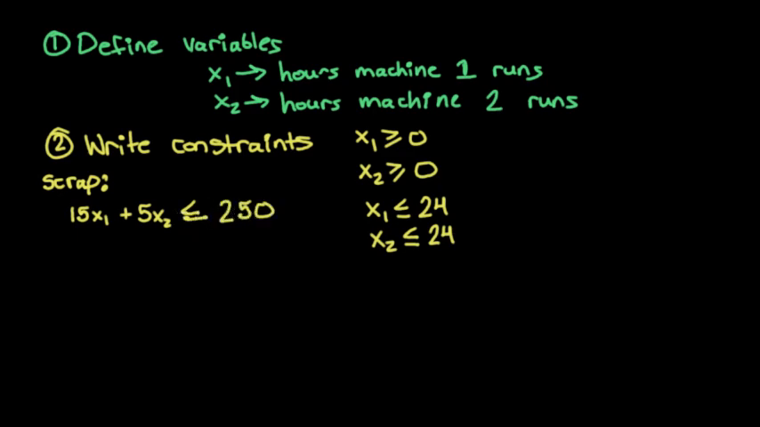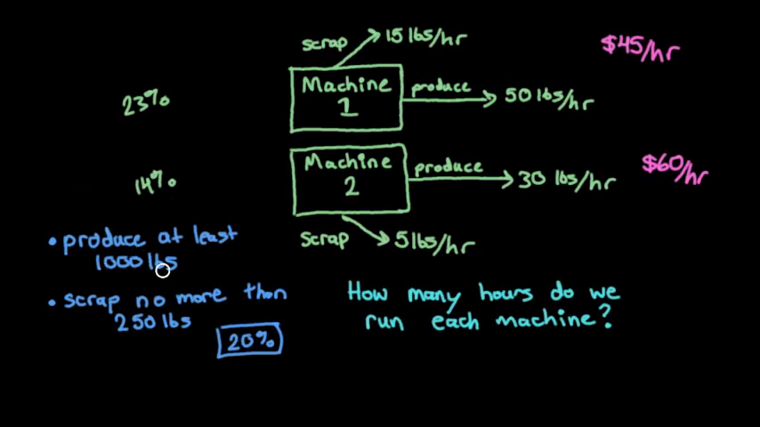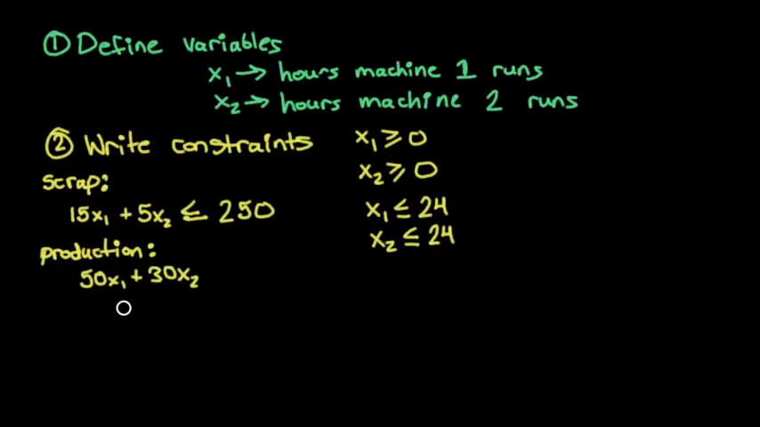We also have a production constraint. There's a minimum amount that we need to produce, at least 1,000 pounds. And we're going to get 50 pounds for every hour we run machine 1 and 30 pounds for every hour we run machine 2. So we would write 50x1 + 30x2 needs to be greater than or equal to 1,000.